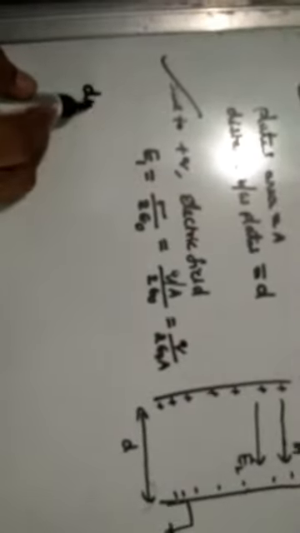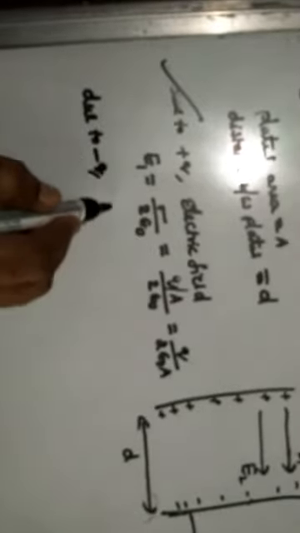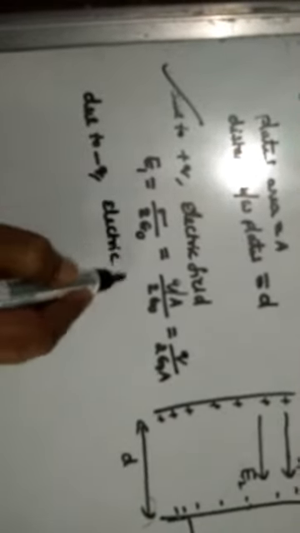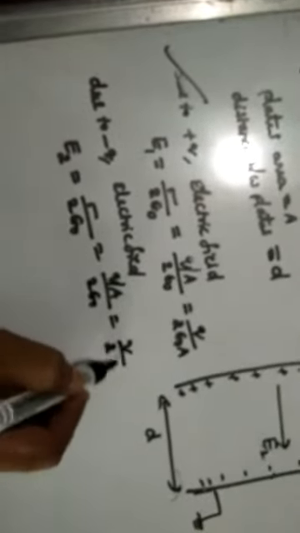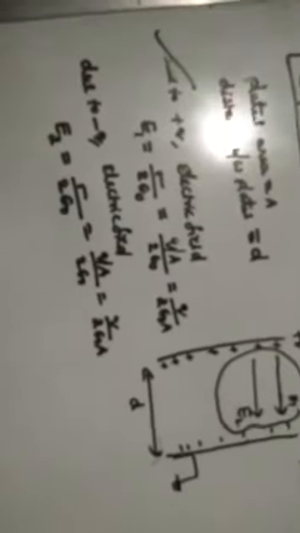Similarly, due to minus Q, the electric field is also equal to E2. Same formula: sigma by 2 epsilon naught, Q by A by 2 epsilon naught, Q by 2 epsilon naught A. As per my diagram, E1 and E2 are in the same direction. So the net electric field is equal to E1 plus E2.